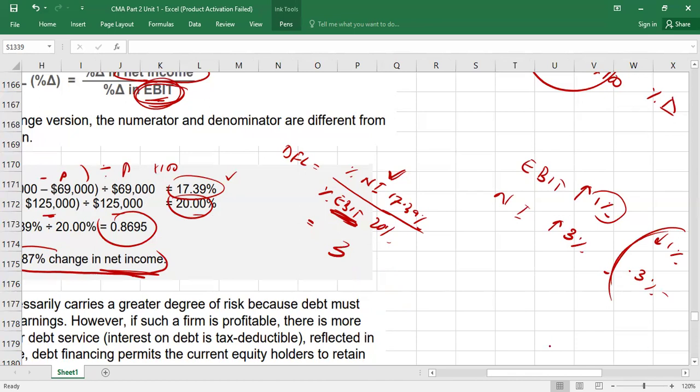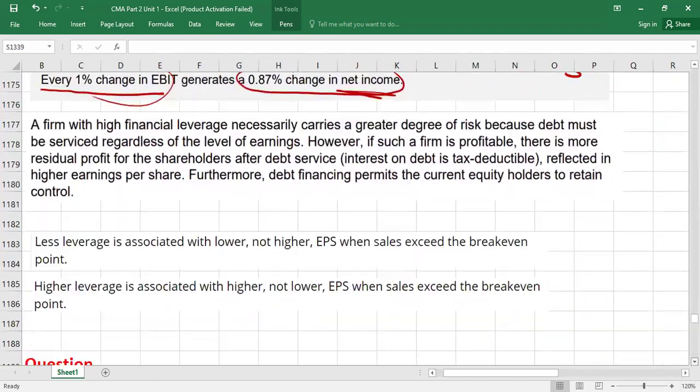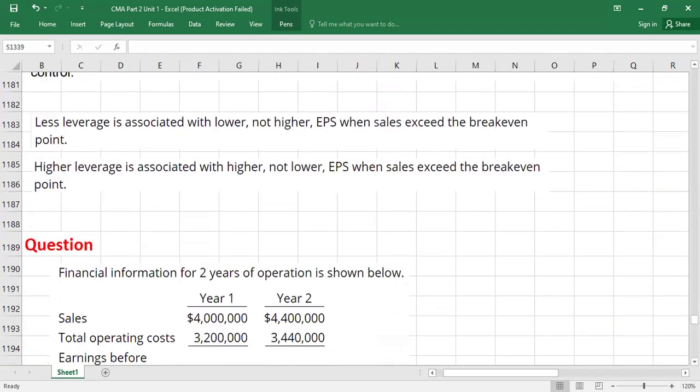Understood, guys? So this is the two-years formula. Now let me tell you how the question will be tested. Please remember, these two points are really important. They will help you to solve the question. Usually we say that debt financing is risky.